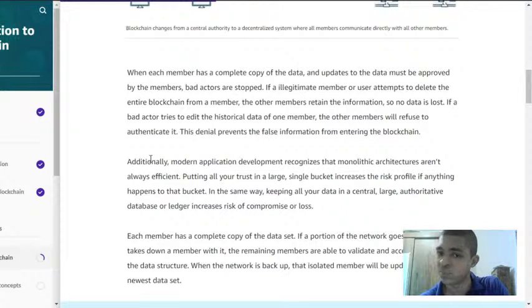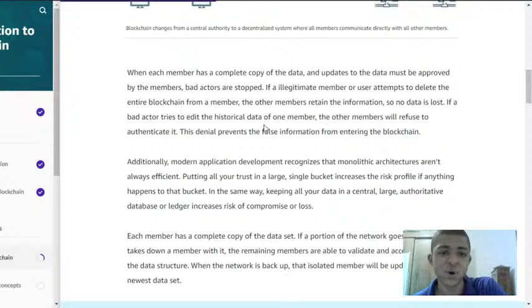When each member has a complete copy of the data, and updates to the data must be approved by the members, bad actors are stopped. If an illegitimate member or user attempts to delete the entire blockchain from a member, the other members retain the information, so no data is lost. If a bad actor tries to edit the historical data of one member, the other members will refuse to authenticate it. This denial prevents the false information from entering the blockchain.